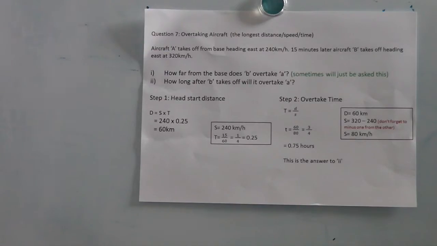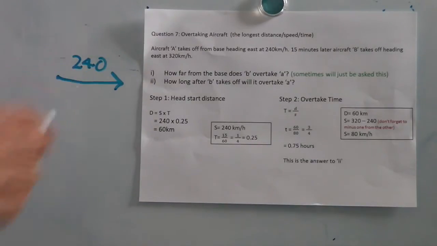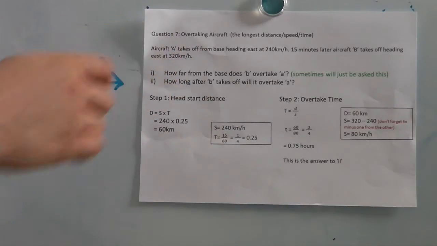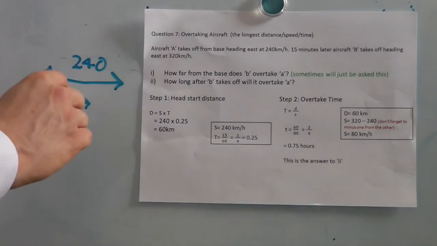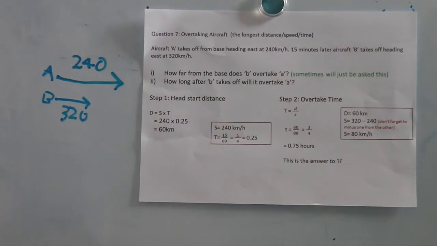So aircraft A takes off from a base heading east at 240 kilometers an hour. So heading east, it's traveling 240. 15 minutes later, aircraft B takes off, heading the same direction, which is east, at 320 kilometers per hour. So it's traveling 80 kilometers faster than aircraft A. How far from the base does B overtake A, and how long after B takes off will it overtake A?